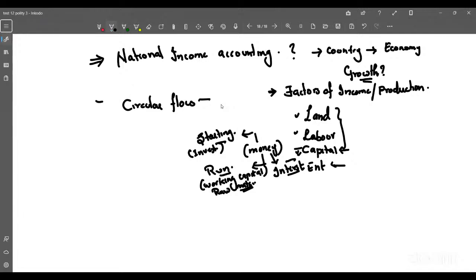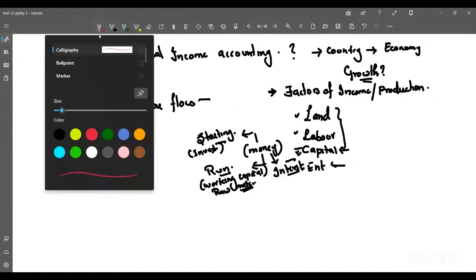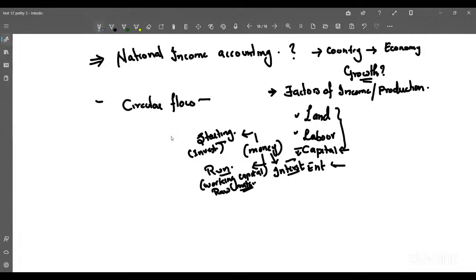You're getting the point? So in that case, for land, what do we pay? Rent. For labor, what do we pay? Wages. For capital, what do we pay? We pay interest. For entrepreneurs, what do we pay? We pay a profit. Are you getting the point?